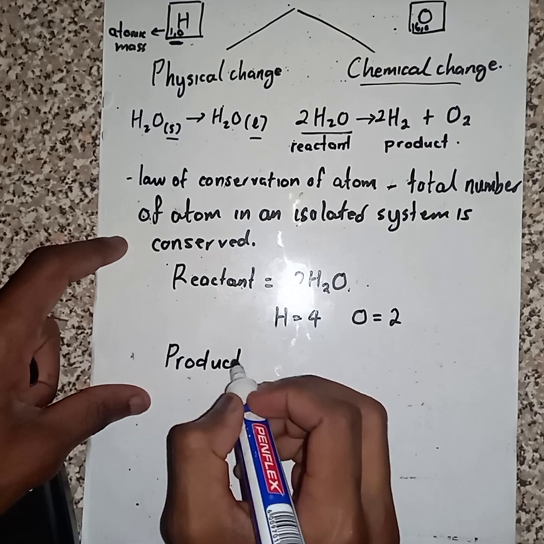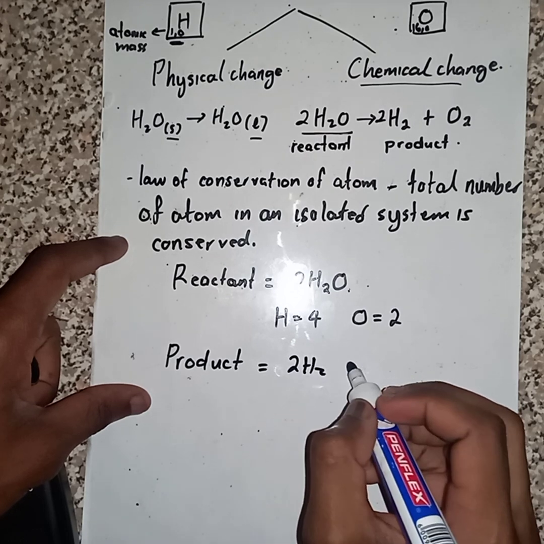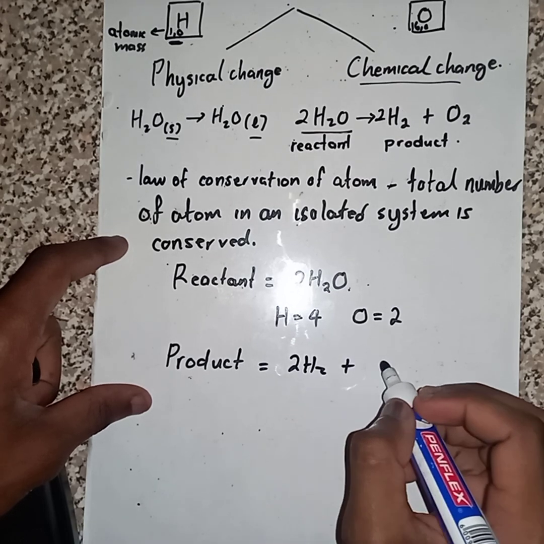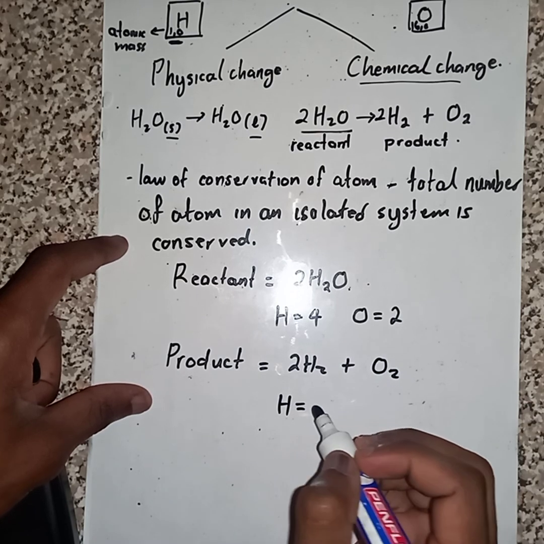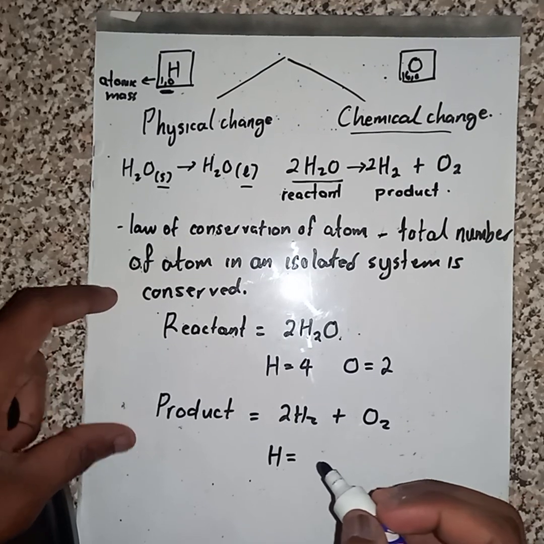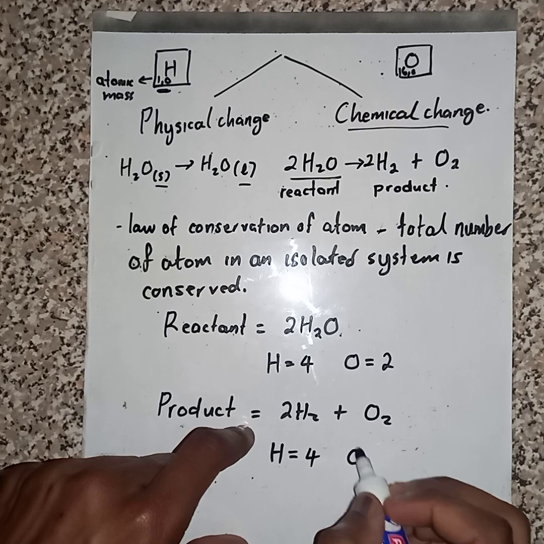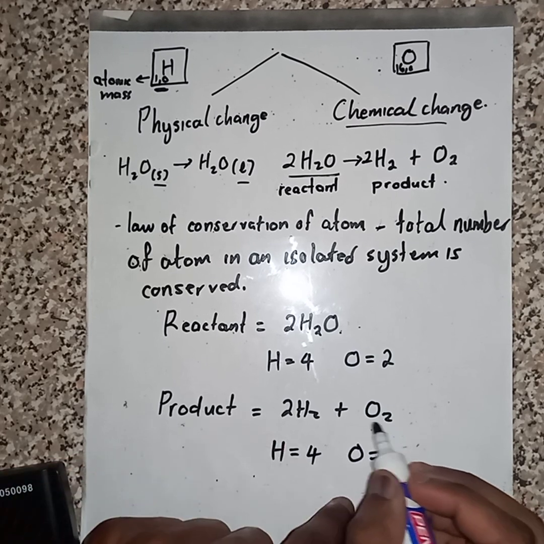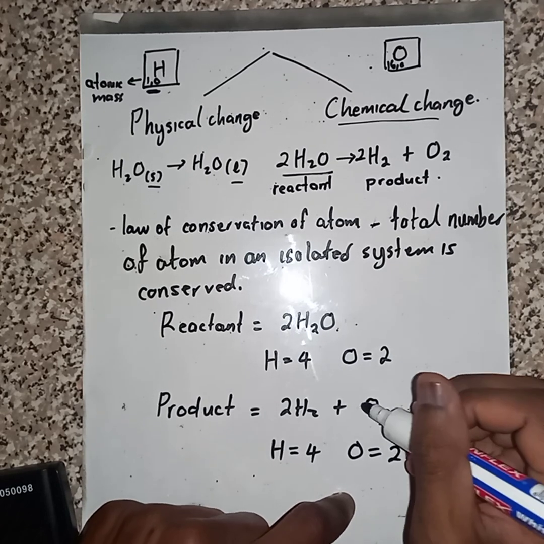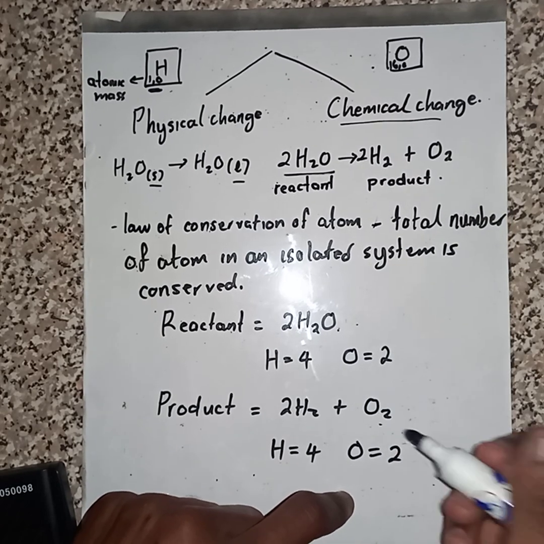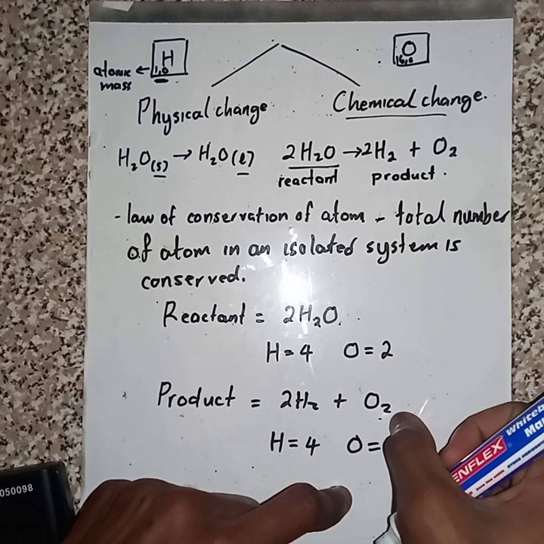Then let us check on our product side now. It's like this. We have 2H2, and let me write this plus 2. How many hydrogen do we have now? We have 2 times 2 is 4. Then oxygen, how many oxygen do we have? Just 2. Because here we have 1, it's like 1 multiplied by 2. At the end of the day, we get 2.